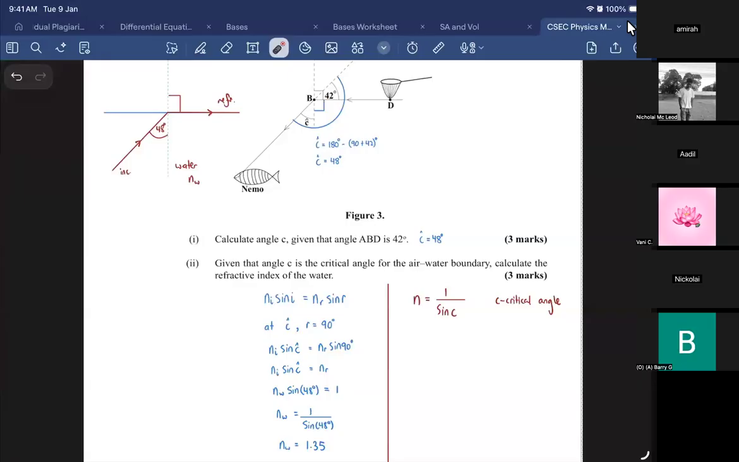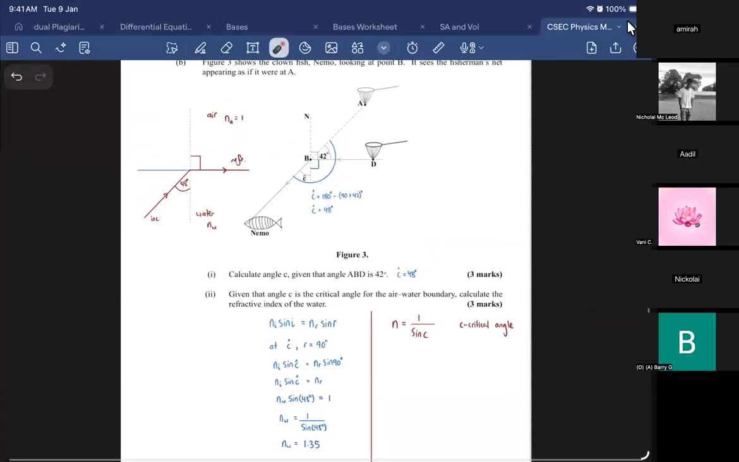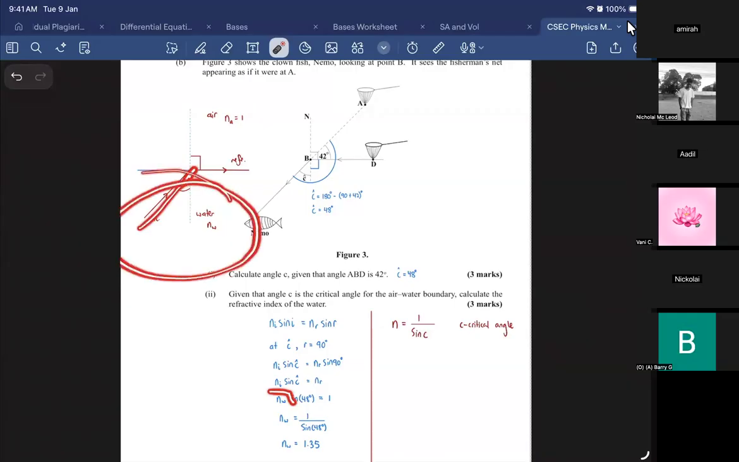Now we're going to substitute. I said we are thinking about it as if the incident ray is in the water. So if that is the case, then my refractive index for Ni is going to be for water, so that's going to be Nw. Ni is the refractive index for wherever the incident ray is. We are assuming it is in water, so I use that as Nw, and the critical angle was 48. So I'll say Nw sine 48 is equal to Nr.